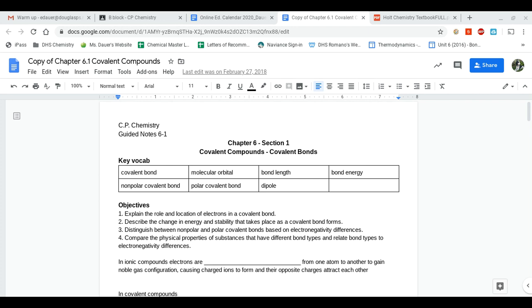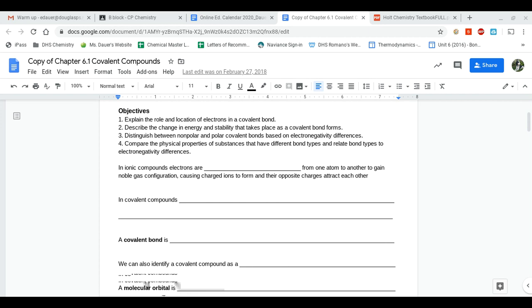Number 2, describe the change in energy and stability that takes place as covalent bonds form. So we'll have a graph that we'll look at, and we'll talk about why it forms a bond. Number 3, distinguish between nonpolar and polar covalent. And number 4, compare the physical properties of substances that have different bond types and relate those bond types to electronegativity. Those objectives 3 and 4, we are going to see on Monday. We're going to talk about 1 and 2 today. All right, getting started here in our guided notes.